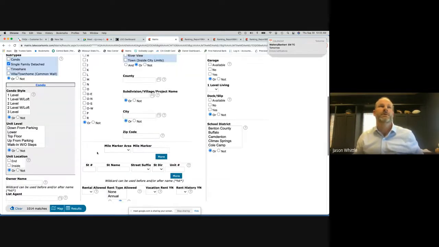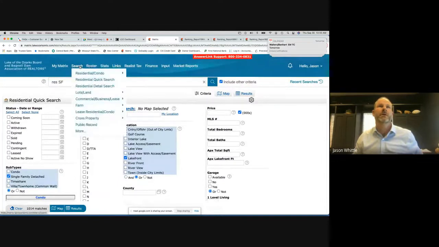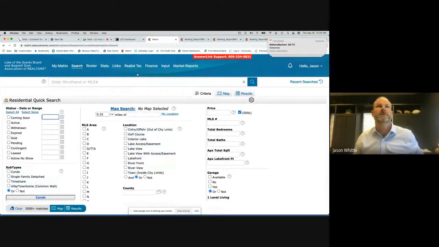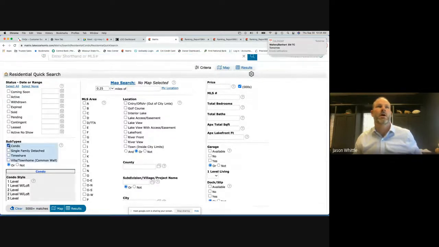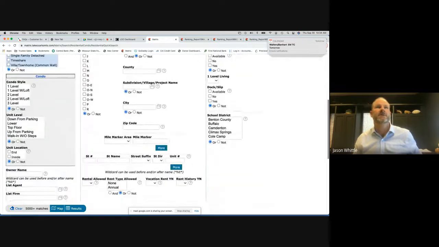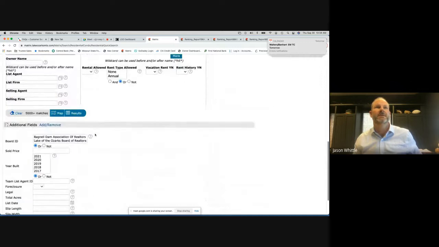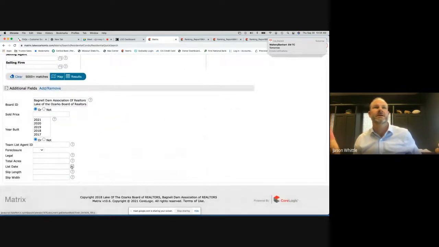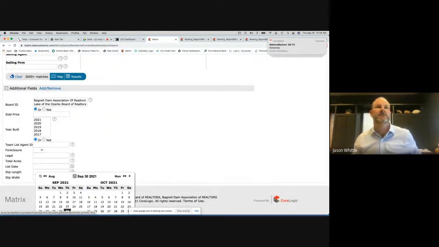If you want to do the whole thing, say you want to do it for everything, not just residential. Say you want to know condos. Let's see what condos look like. That was lakefront homes. Again, you just click that. You just click the list date.